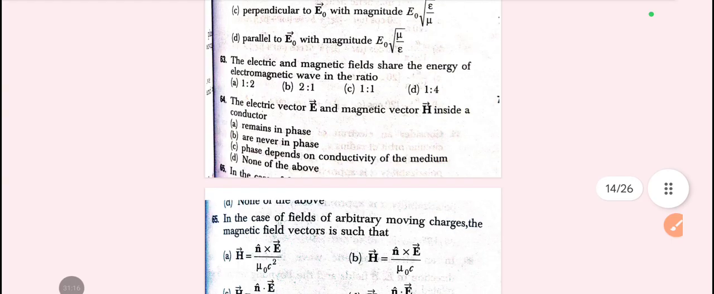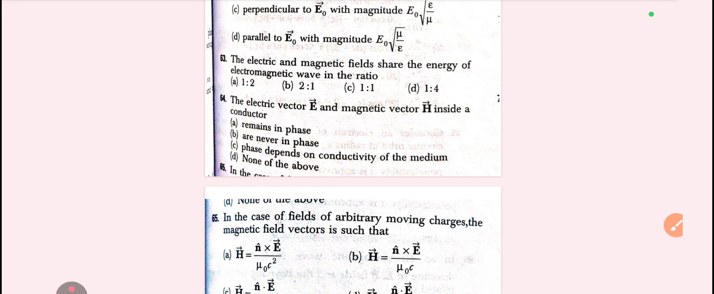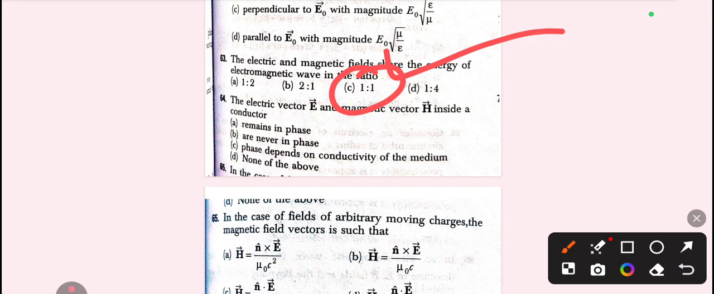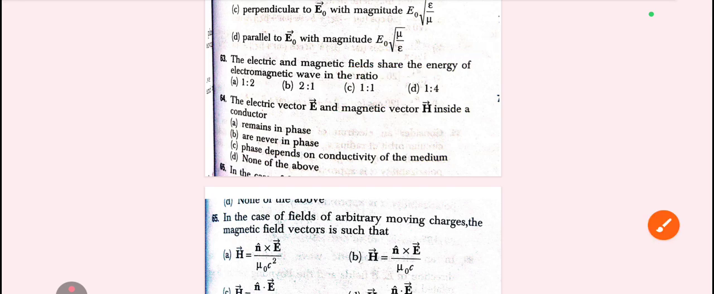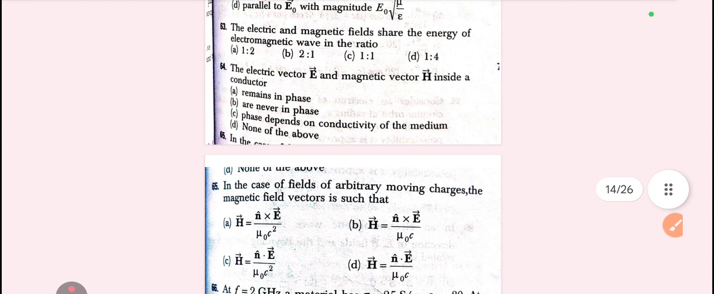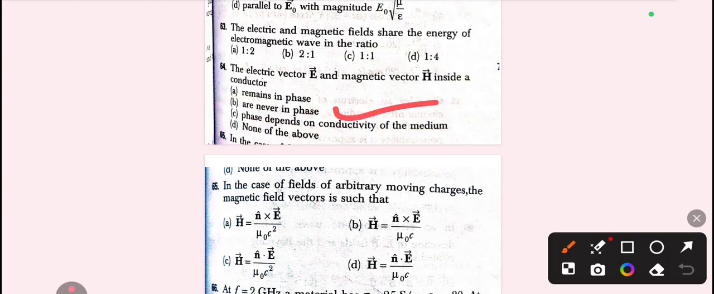We have another question. The electric and magnetic field share the energy of the electromagnetic wave in the ratio... I think the right option should be 1:1. The electric vector and magnetic vector inside a conductor: inside a conductor, they are never in phase.